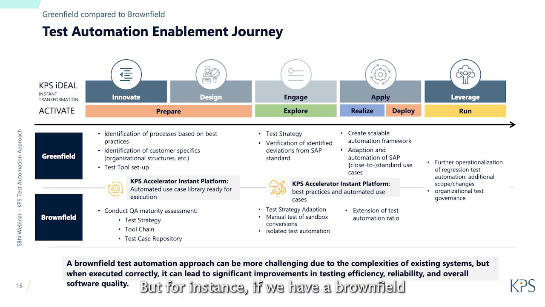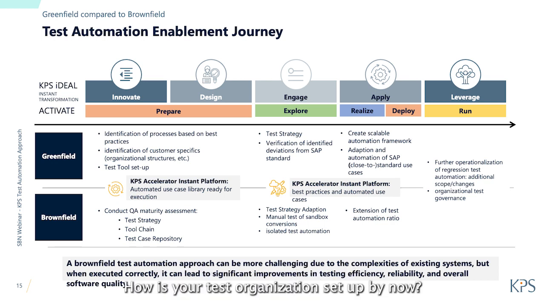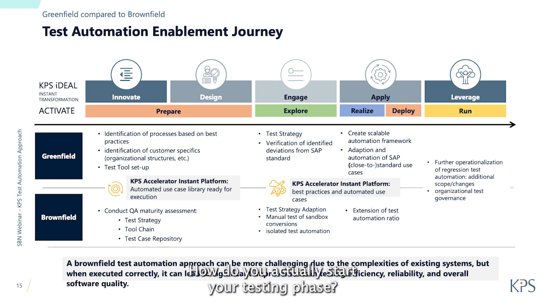But if we have a brownfield, that's below there, we first have to conduct a maturity assessment. So we see where the quality assurance processes are at the moment. We would have a look into your test strategy. How is your test organization set up by now? What kind of test phases do you have? Who's involved in a project? How do you start your testing phase? What are the big assets? And we also look at the tool chain. Is there already something in place?